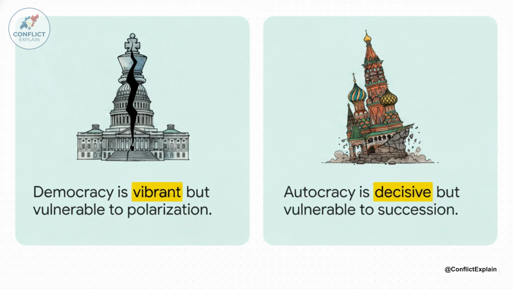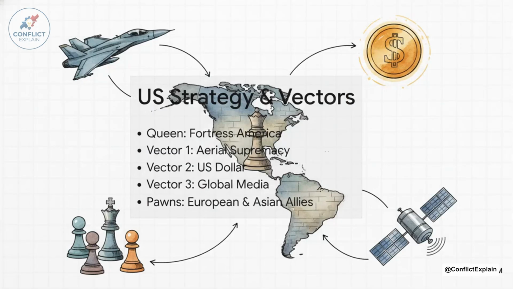The huge advantage there is that it's incredibly decisive and capable of unwavering, decades-long planning. But its fatal flaw is the succession crisis. If the autocrat falls, the entire system risks a total overnight collapse. So what is the US's grand strategy?